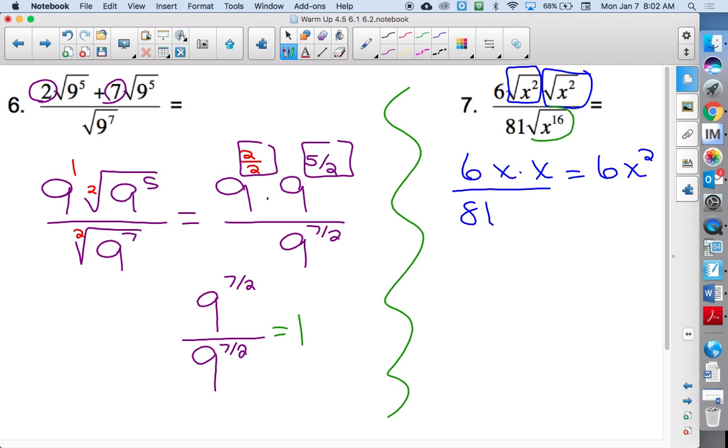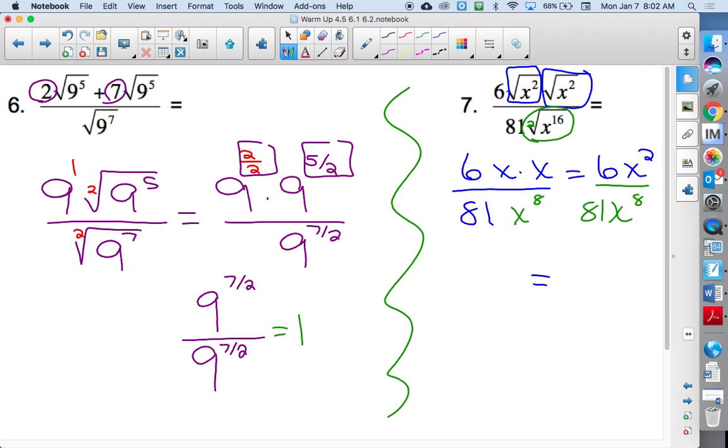Good. So on the bottom, the square root of x to the 16th. Remember, you're really dividing there. A square root has a 2, so you're taking 16 divided by 2, and that gives us x to the 8th. So the square root of x squared is just x. There's 2 of them, which is how we get x squared on the top. The square root of x to the 16th is really x to the 8th. And then what else could we do there, Mackenzie?